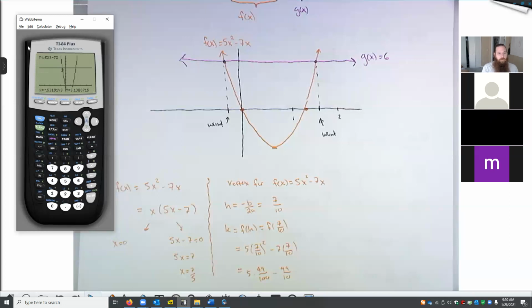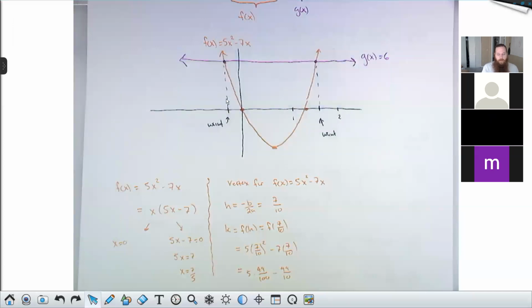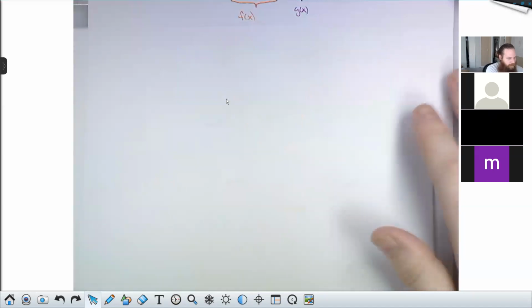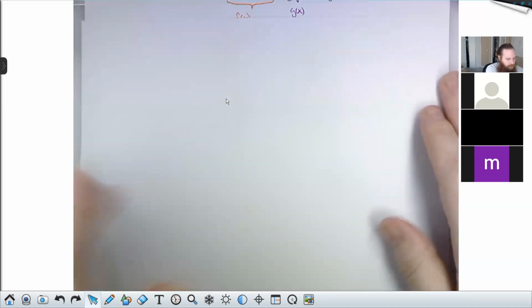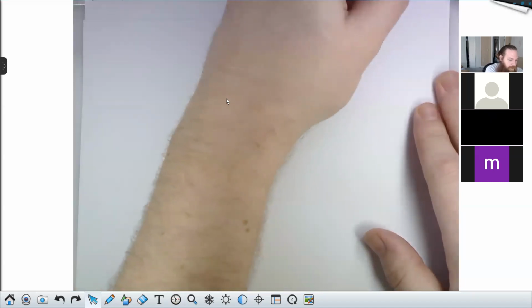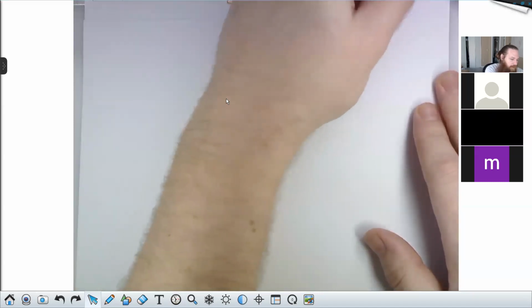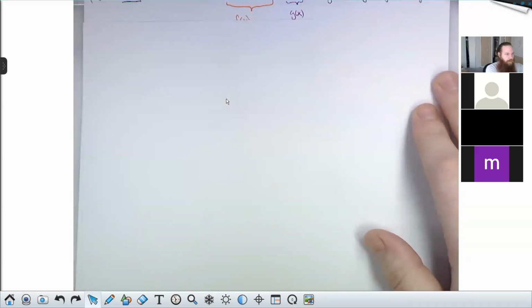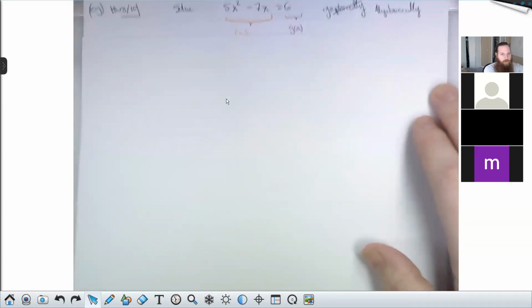If the graph was nice enough that you could tell exactly what this x value is and exactly what this x value is, like we were saying over here, then that would be what they mean by solving graphically. But if we want to solve this exactly, we're going to use algebra. So we want to solve this algebraically.